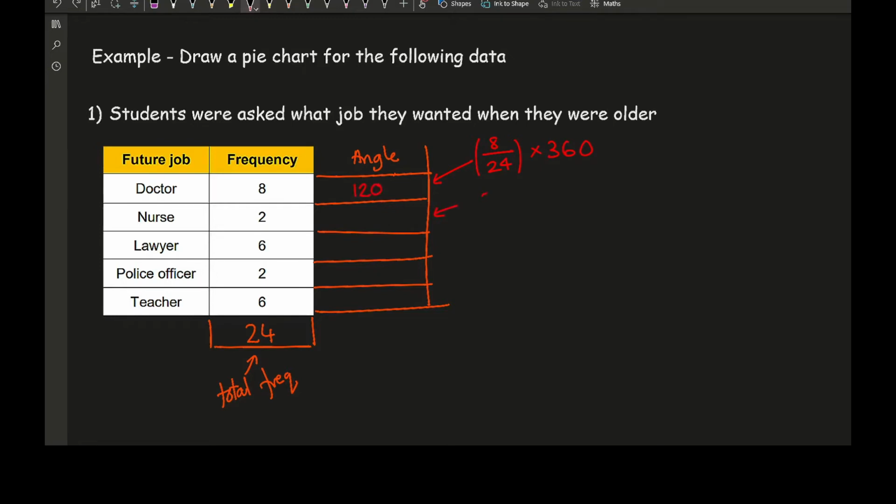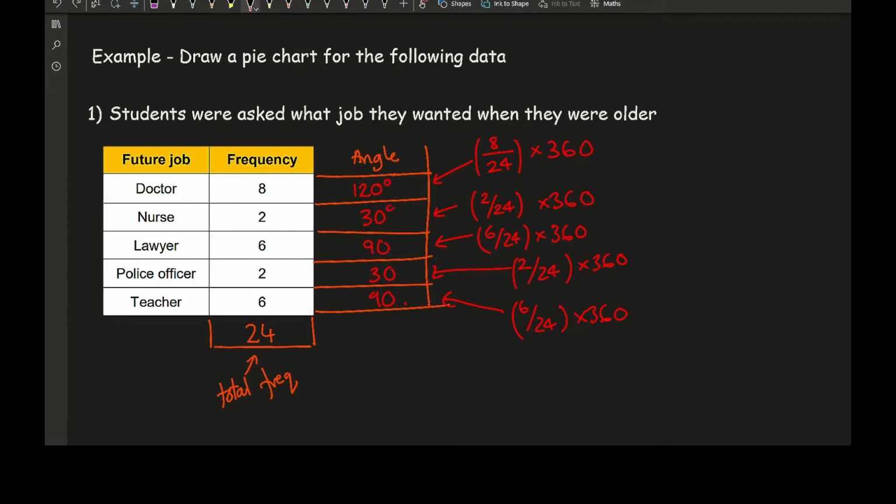Now for nurse, I do 2 divided by 24, multiplied by 360. Doing that on the calculator, I get an answer of 30. For lawyer, it's going to be 6 divided by 24, multiplied by 360, which is going to give me 90. Then for police officer, it's 2 divided by 24, multiplied by 360, which I've already done, but it's the same amount as nurse, so that's also going to be 30. And for the last one, teacher, that's going to be the same as lawyer, so 6 divided by 24, multiplied by 360, and I get an answer of 90. And there we go.